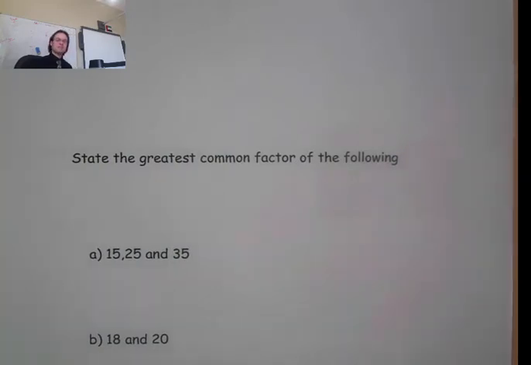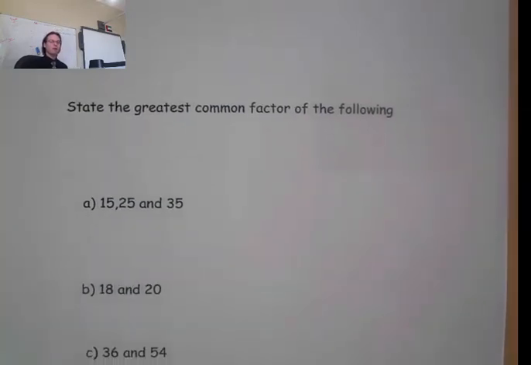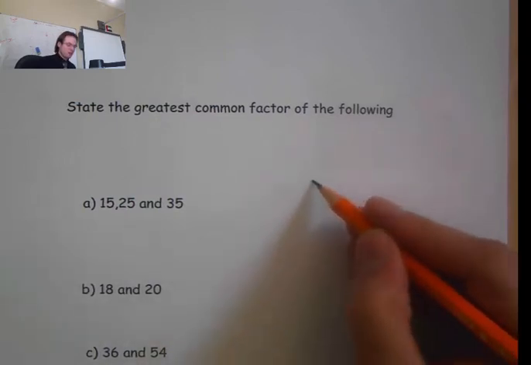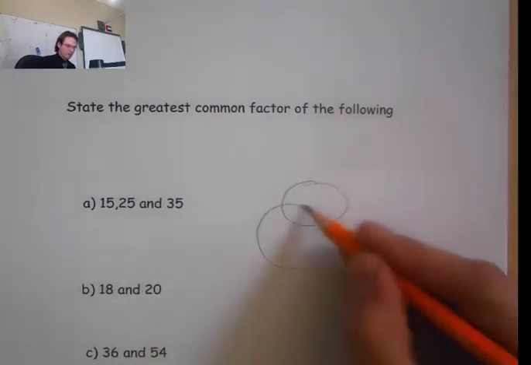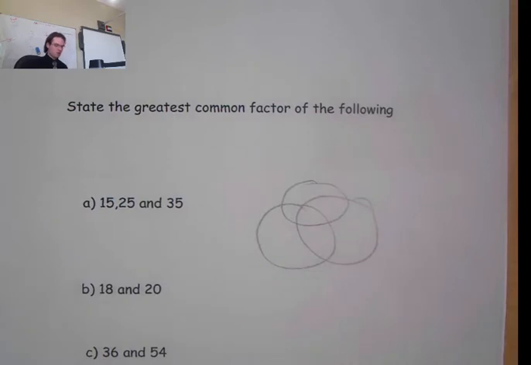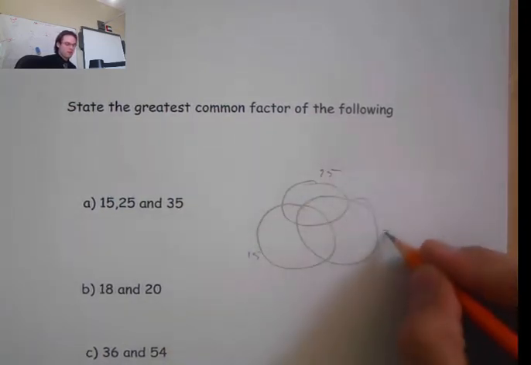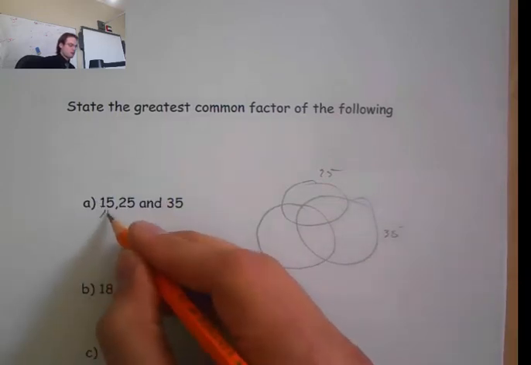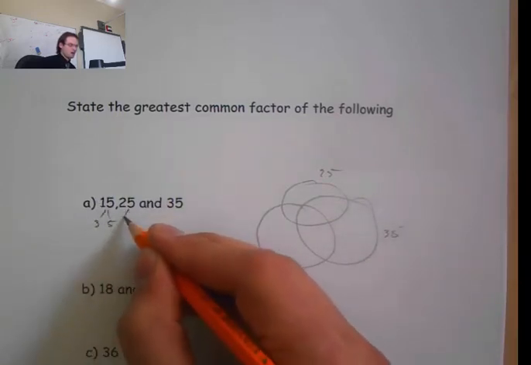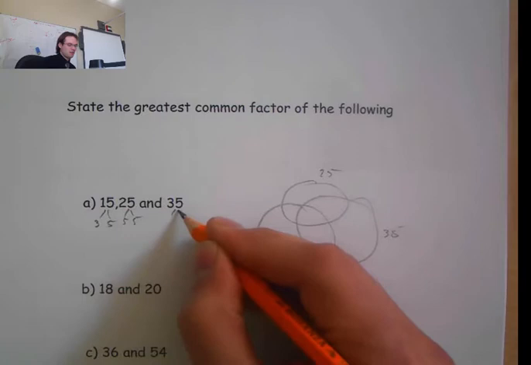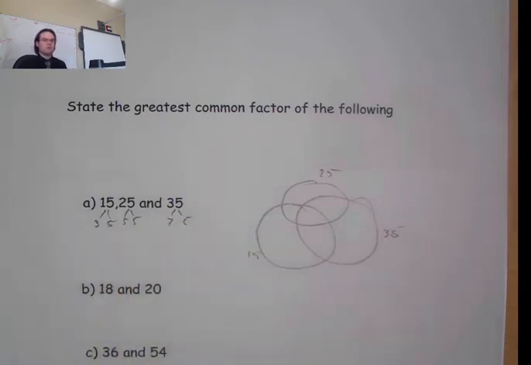Okay? So state the greatest common factor for the following. Now whenever I do greatest common factor, I make nice little Venn diagrams. So let's make my Venn diagrams. There we go. So this is for 15, 25, and 35. And then I factor each of these. So I have 3, 5, 5, 5, 7, and 5. Okay? They're in their prime factors.